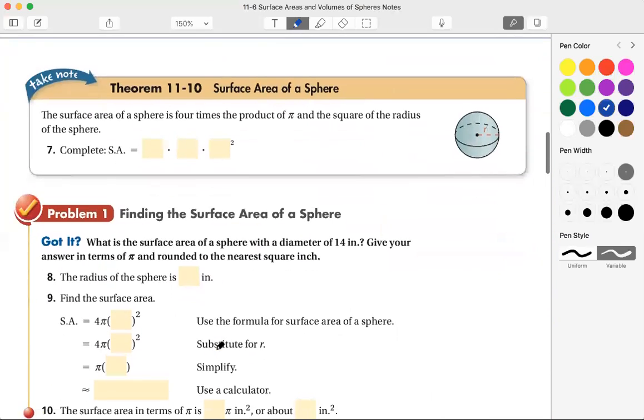Theorem 11-10, the surface area of a sphere. The surface area of a sphere is 4 times the product of pi and the square of the radius of the circle. So surface area equals 4 pi r squared.